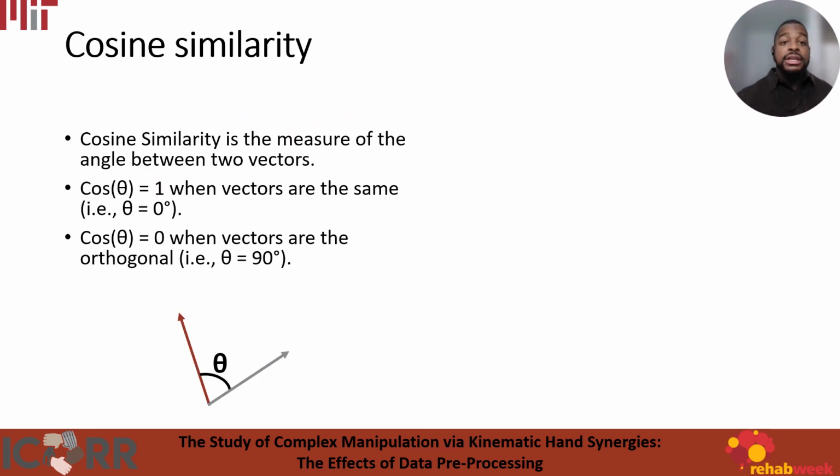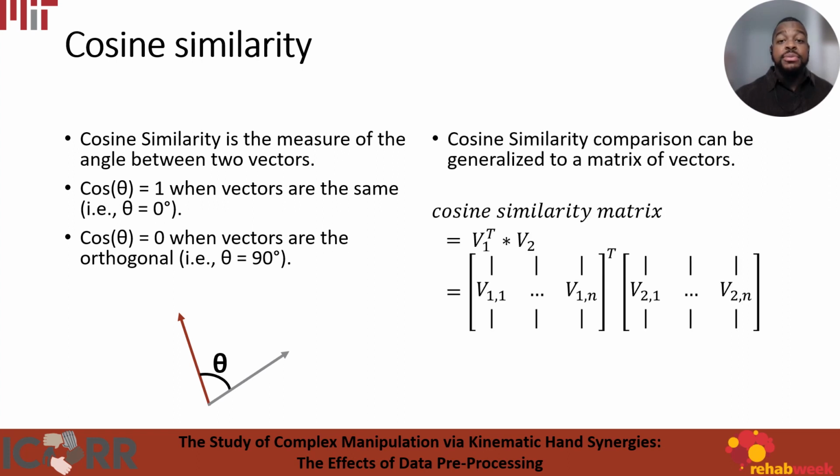Okay, so before we look at the actual synergies of the piano data, let me introduce cosine similarity. Cosine similarity is a measure of the angle between two vectors. The cosine of 0 is 1, indicating the two vectors are the same, and the cosine of 90 is 0, which indicates the two vectors are orthogonal. Cosine similarity comparison can be generalized to a matrix of vectors. In our case, a synergy matrix is just that, a matrix of vectors, V.